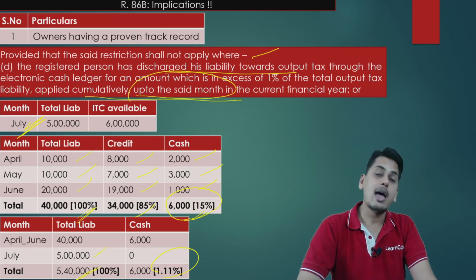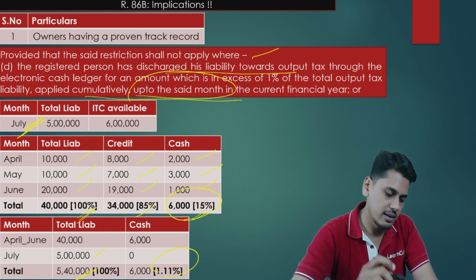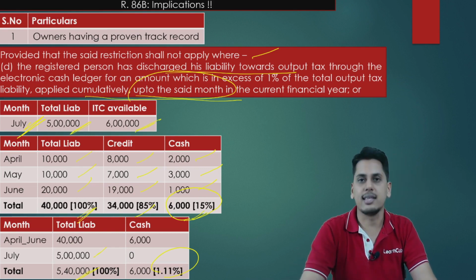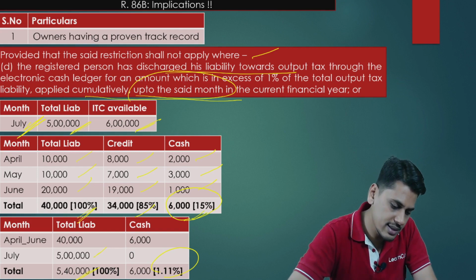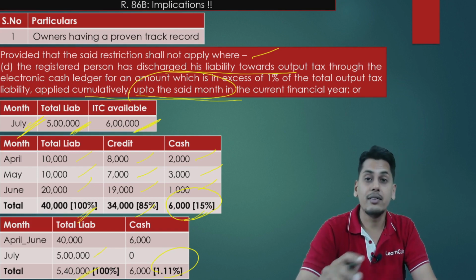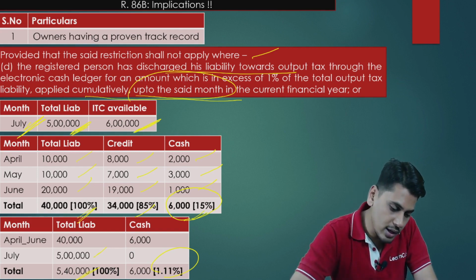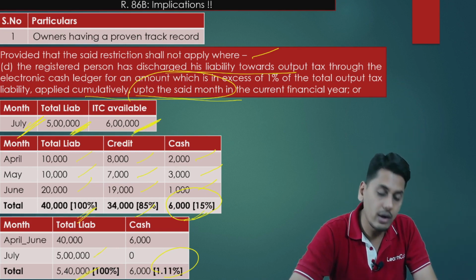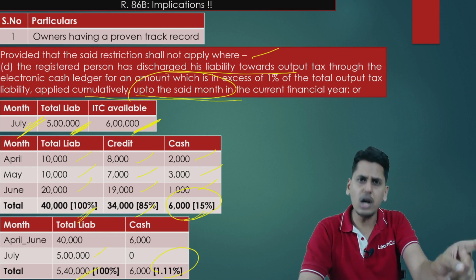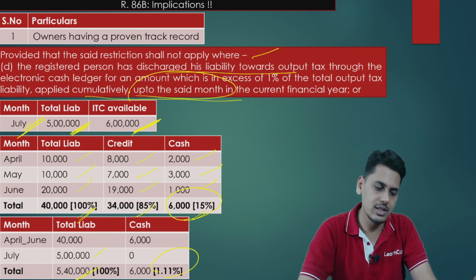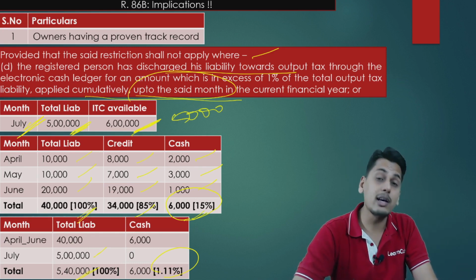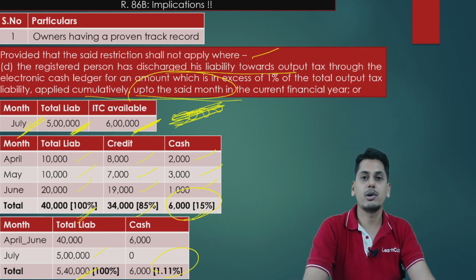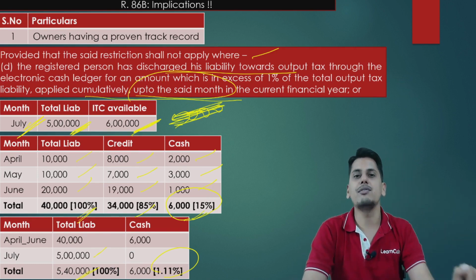So therefore friends, as regards July, total liability is 5 lakhs. Input tax credit available is 6 lakhs. This liability of 5 lakh rupees can be discharged entirely from the electronic credit ledger. You need not pay 1% from cash ledger, which means that otherwise 5,000 you should have paid from the cash ledger, which is now not required because you have made a cumulative check.